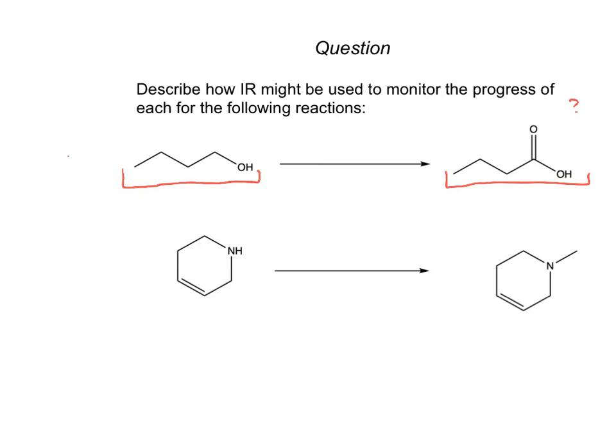So for reaction A, when we look at our reactant molecule over here on the left, we've got a bunch of single bonds. We've got a bunch of carbon single bonds, and a bunch of carbon-hydrogen single bonds. And then at the very end, we have this oxygen-hydrogen single bond. All the carbon-oxygen single bonds are going to be found in the fingerprint region, which we're not going to utilize to help us determine structure.